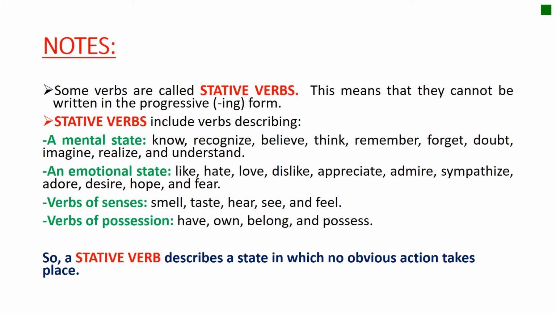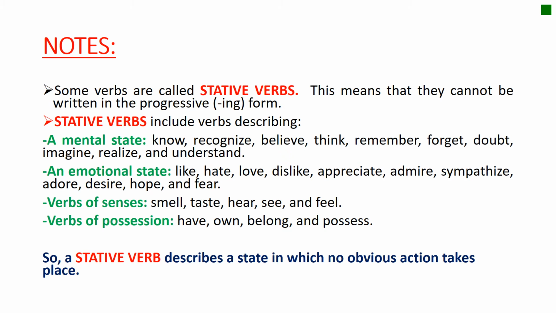Verbs of the senses. What are the senses? Smell, taste, hear, see, and feel. I can't say I am smelling a nice perfume. I smell. I taste, okay? I hear a strange voice. I see the clouds. I feel happy. Okay, I am seeing, I am hearing, those are generally grammatically wrong. So we don't write them in the ing.